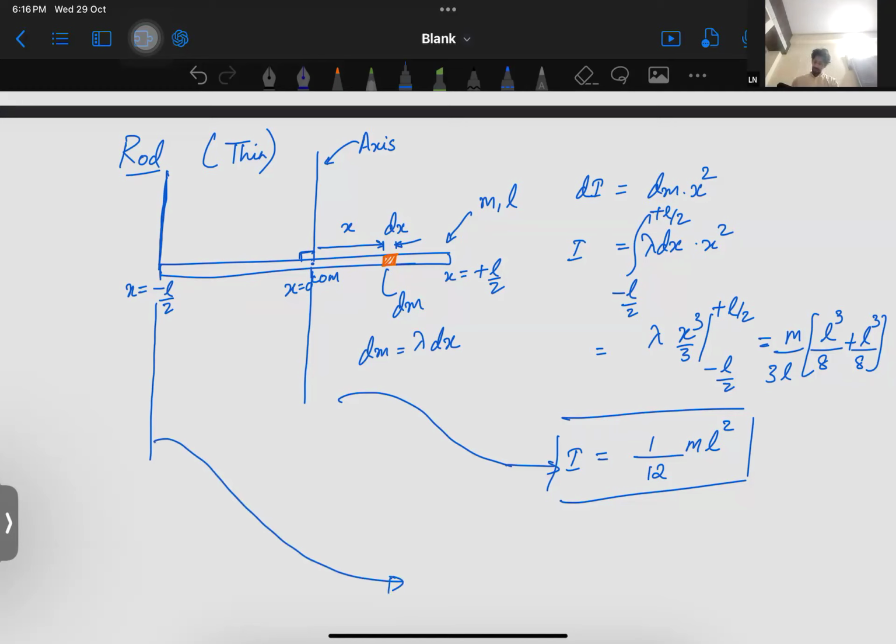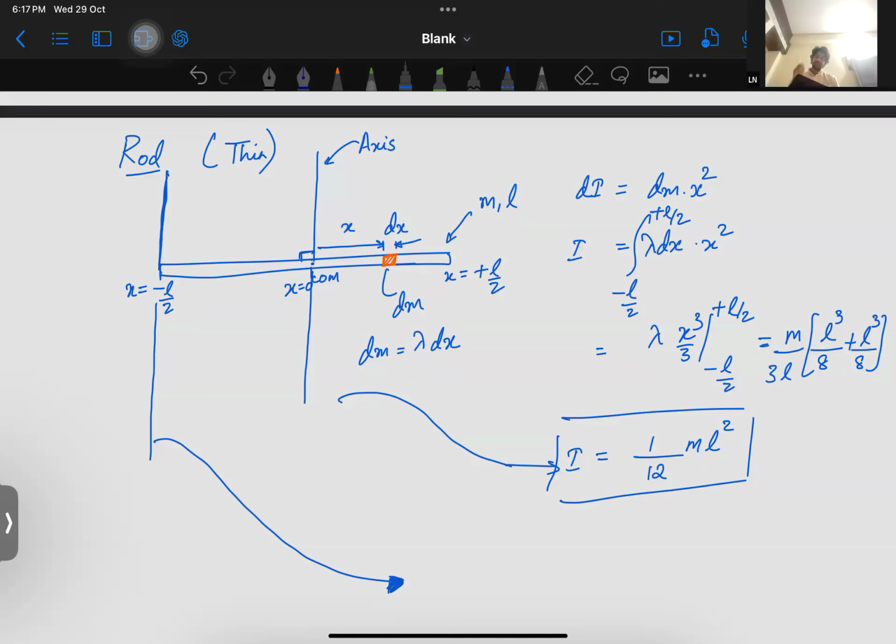Fine. So what do you write over here for this one? You can use elemental integration, and the limits will be from 0 to L itself. That will give the answer. If you make the origin at the left hand, that's one way. Fine. Integral of lambda dx into x square from 0 to L itself.